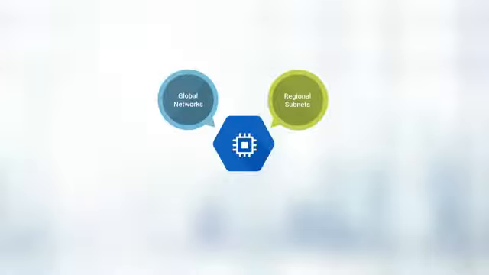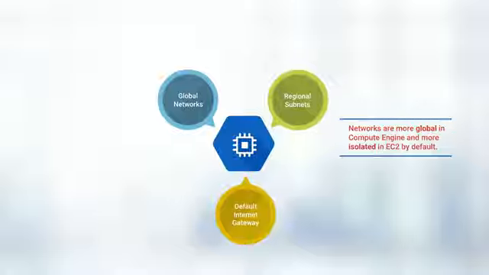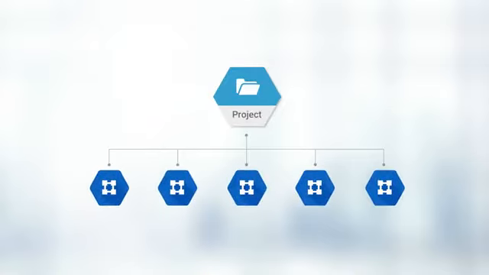The key difference is that Compute Engine offers farther out-of-the-box reach with global networks, regional subnets, and a default Internet gateway that does not require VPC peering. Therefore, networks are more global in Compute Engine and more isolated in EC2 by default. If you want to reverse these, you can. It just requires some setup. And almost anything you can do in one, you can do in the other. You can also define multiple networks per project for added flexibility. We'll cover this in more detail later.